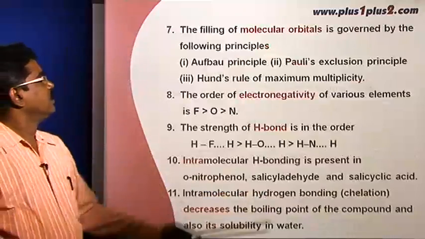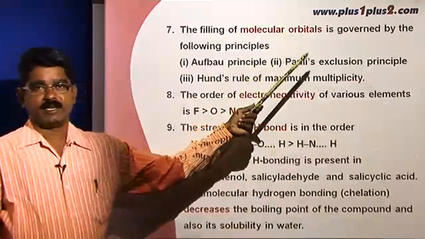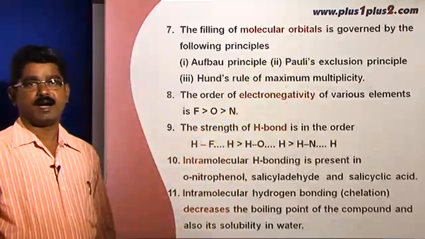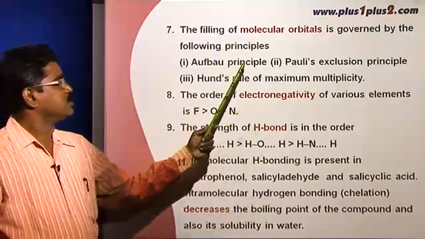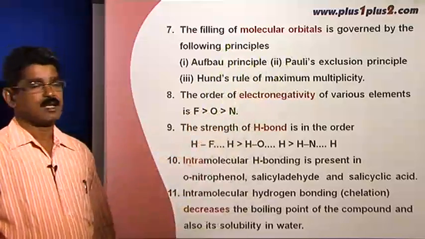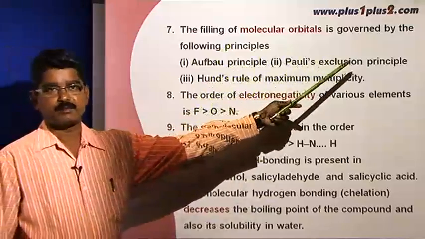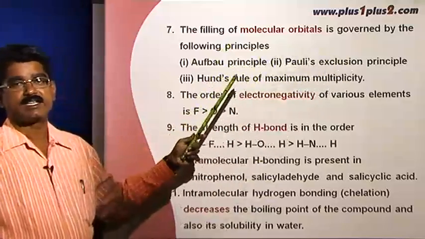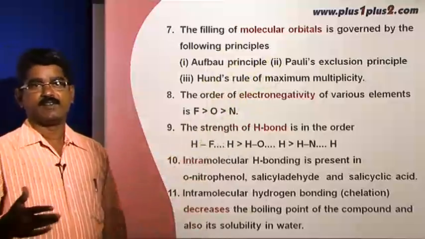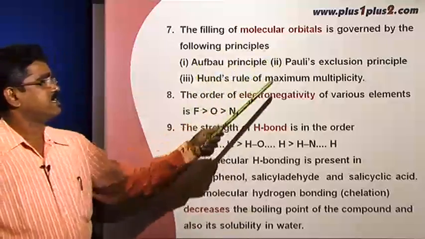Next, as you apply the molecular orbital theory to predict whether a molecule is formed or not, we have to use 3 important principles. One is Aufbau principle, another one is Pauli exclusion principle, and another one is Hund's rule of multiplicity. You have learnt last year about all these 3 principles.